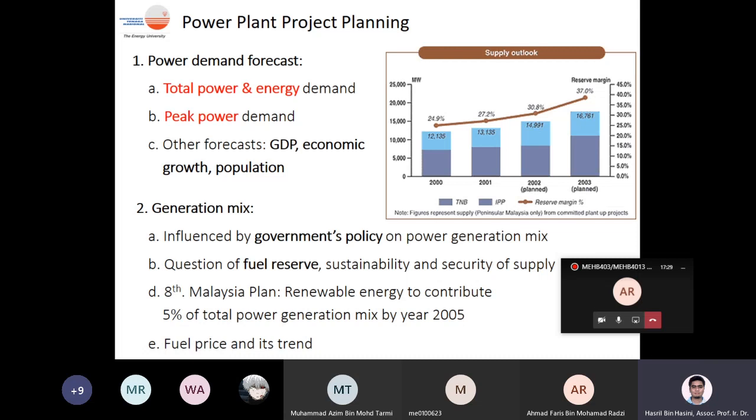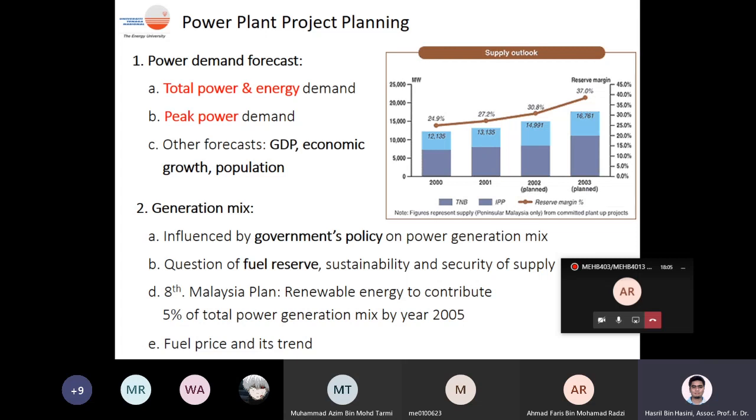Other forecasts that are needed: we need to look at our GDP, economic growth and also population. Because if you can still remember, these factors also influence the utilization of electricity. The higher the GDP, economic growth and population, the more power is required to meet all this demand. So that's why power demand is an important factor we need to consider before we can build a new power plant.